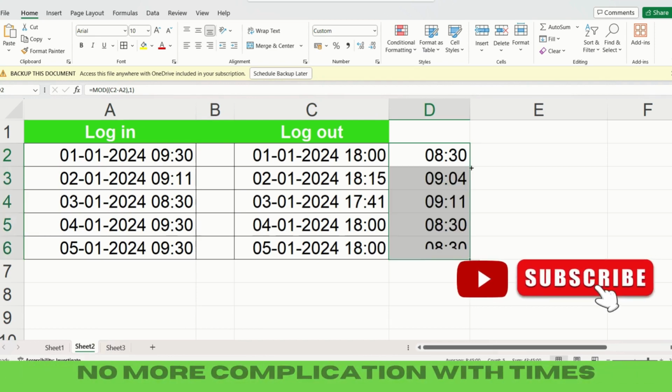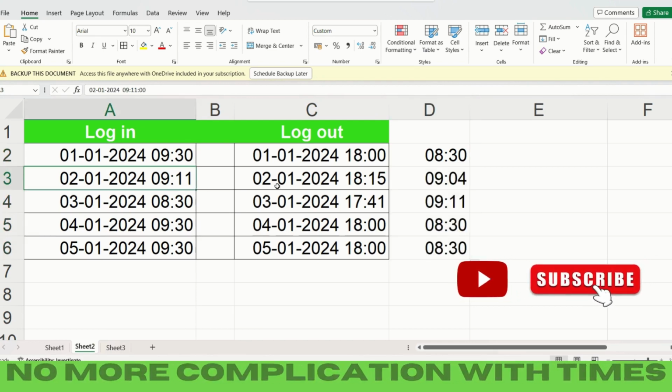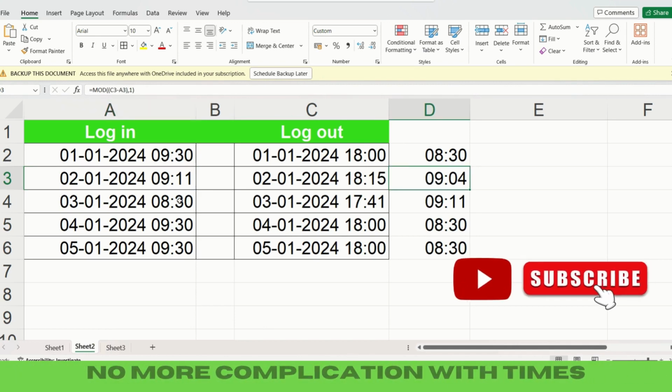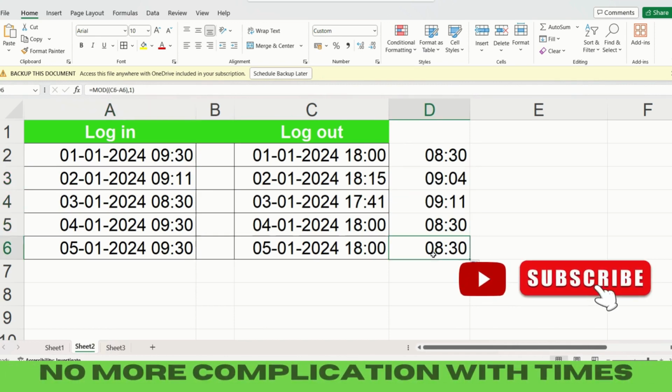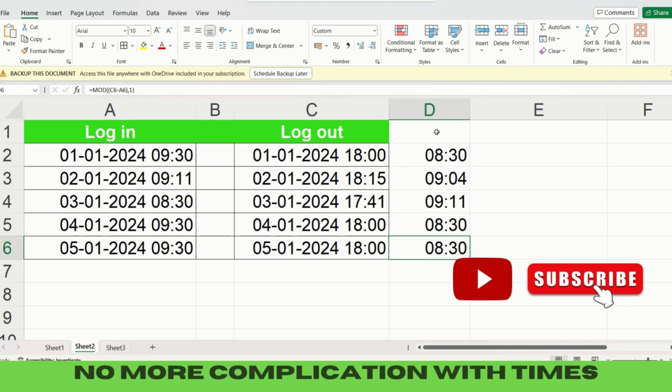Okay, so we can fill for the remaining cells. We can see we are getting the exact result. Correct. Okay, so this is the time duration.